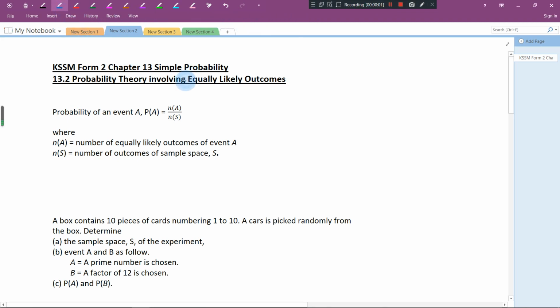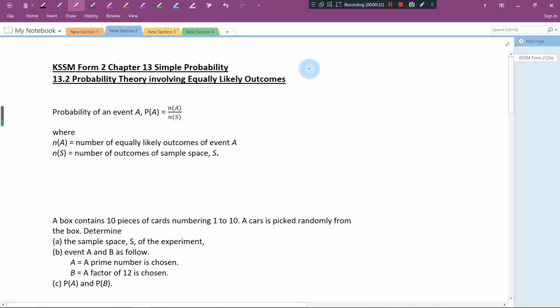Hi everybody, in this video, let's look at 13.2, probability theory involving equally likely outcomes. If you want to calculate the probability of an event, let's say event A, this is how we calculate the probability: n(A) over n(S). What's n(A)? n(A) is the number of equally likely outcomes of event A, and n(S) is the number of outcomes of the sample space. If you feel this is hard to understand, let me give you an example.